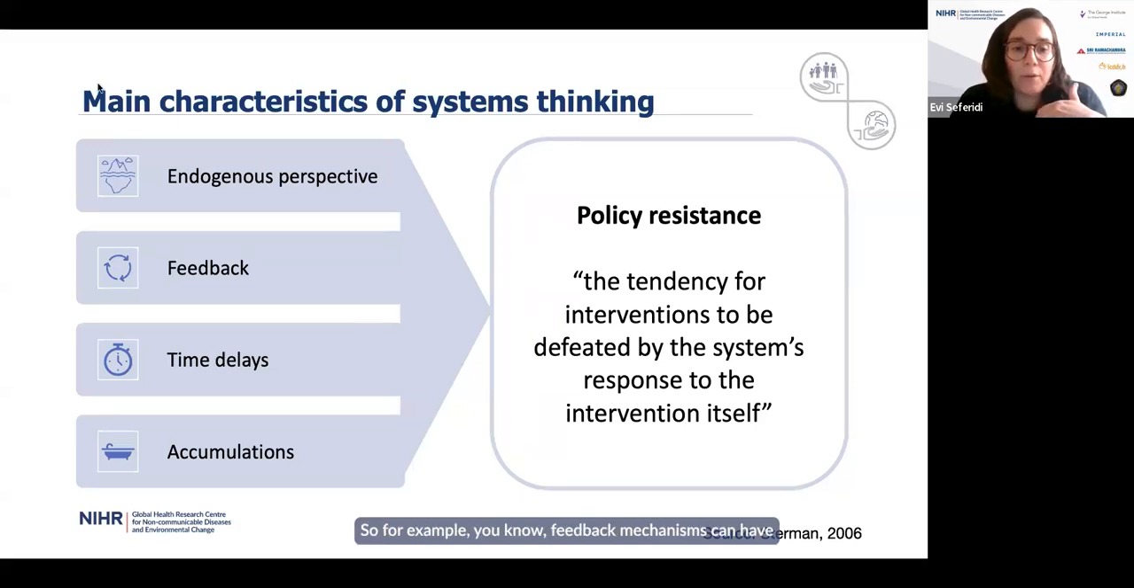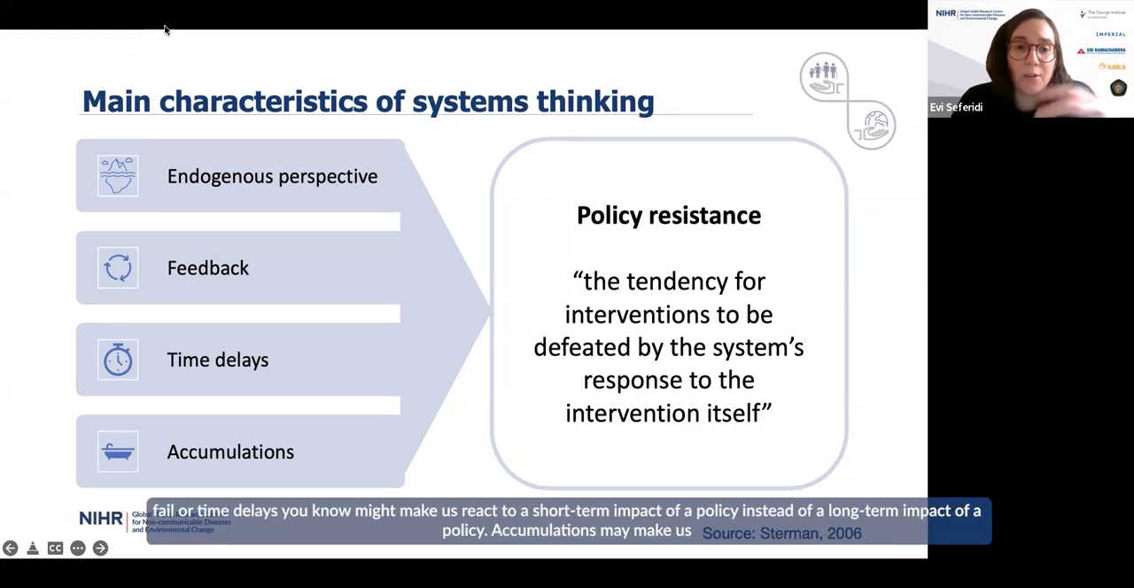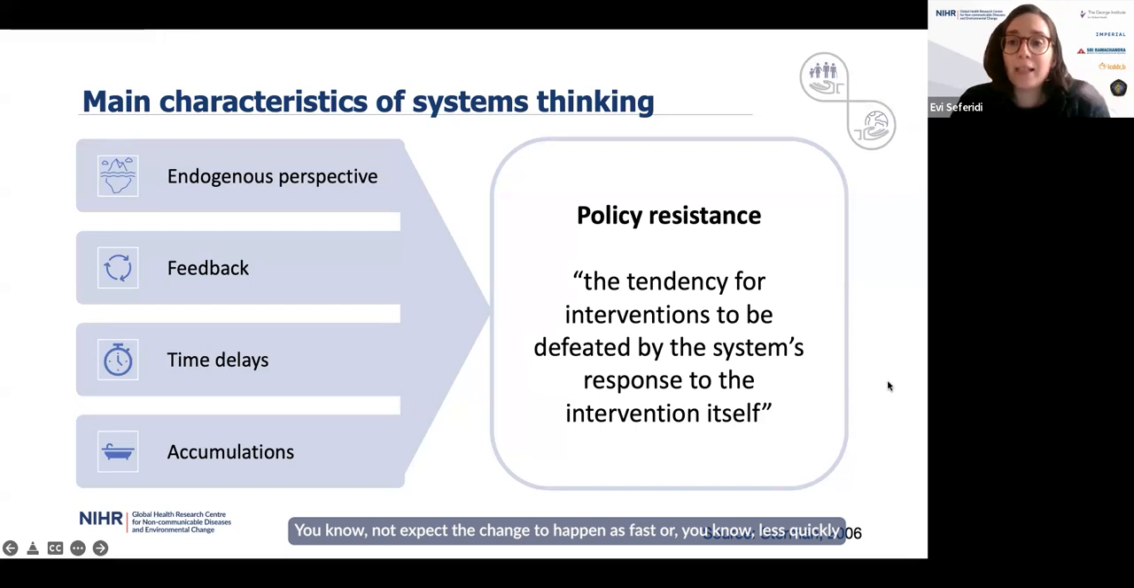So, for example, feedback mechanisms can have unintended side effects that may make a policy fail, or time delays might make us react to a short-term impact of a policy instead of a long-term impact of a policy. Accumulations make us not expect the change to happen as fast, or to happen less quickly.